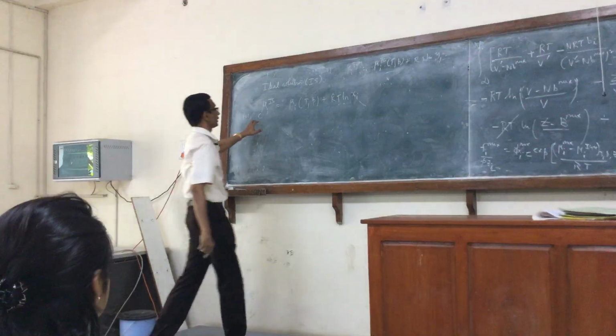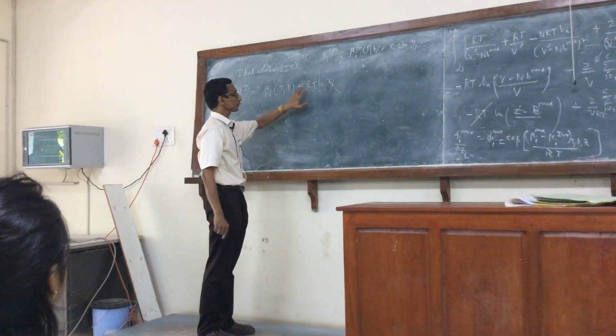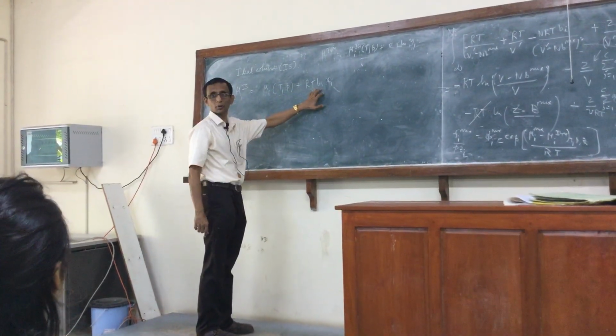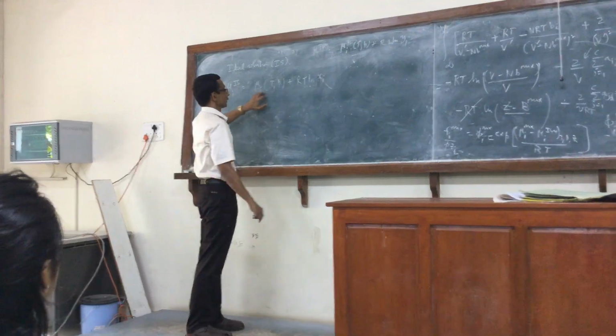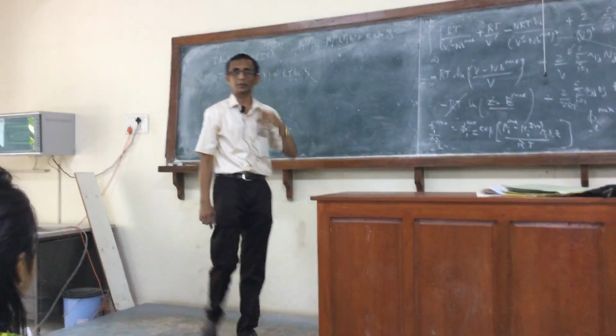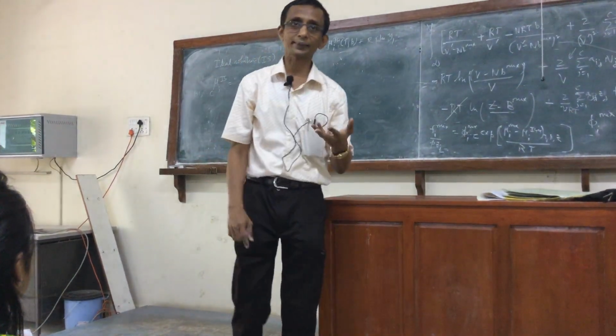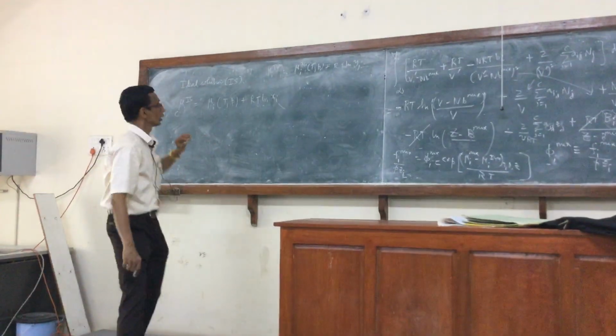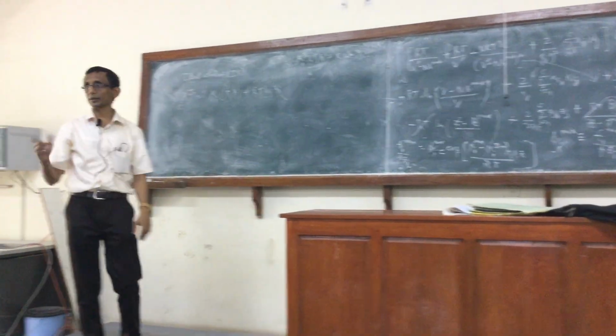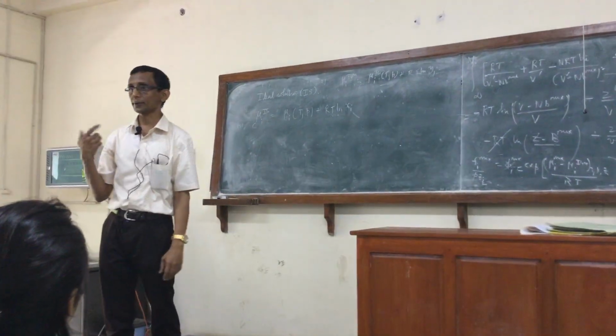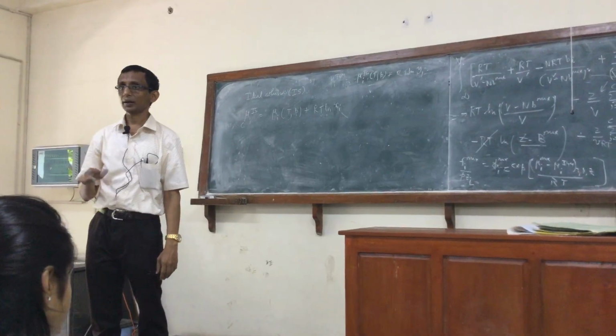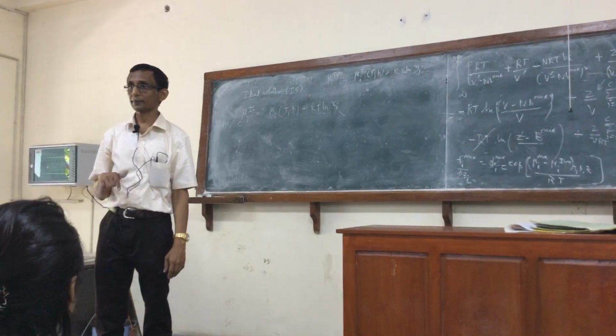So the difference is clear. This term is the same: RT times the logarithm of the mole fraction. But for the ideal gas mixture, it would be the pure component ideal gas chemical potential. Here it is the actual pure component chemical potential. That's what distinguishes an ideal solution from the ideal gas mixture.